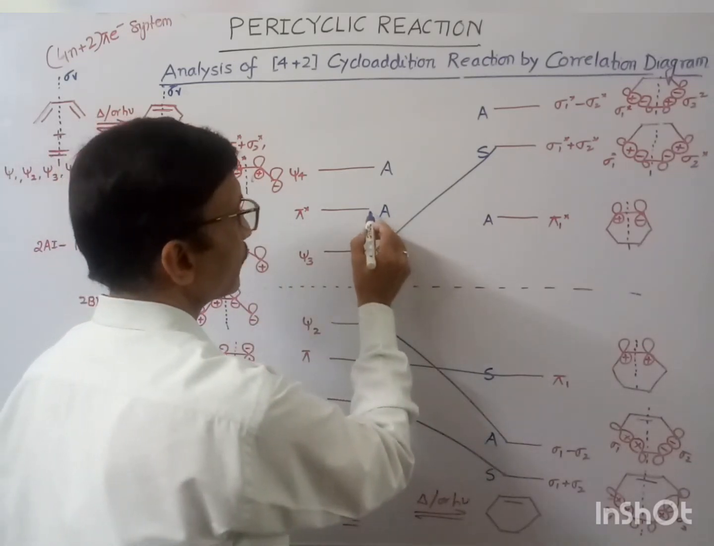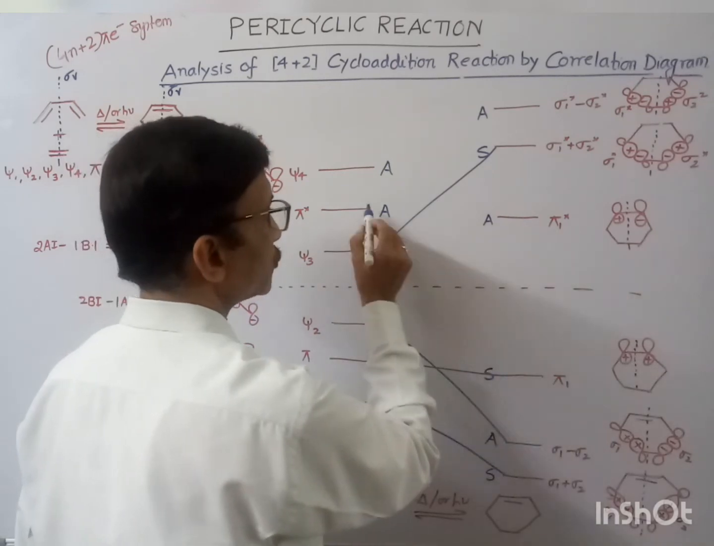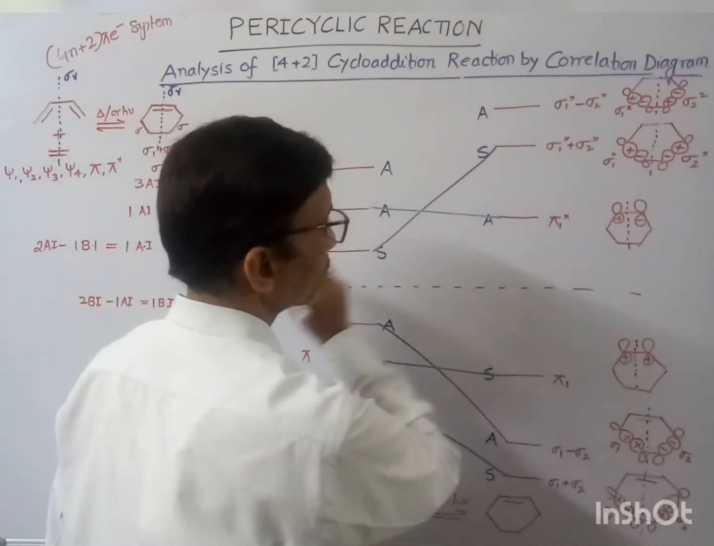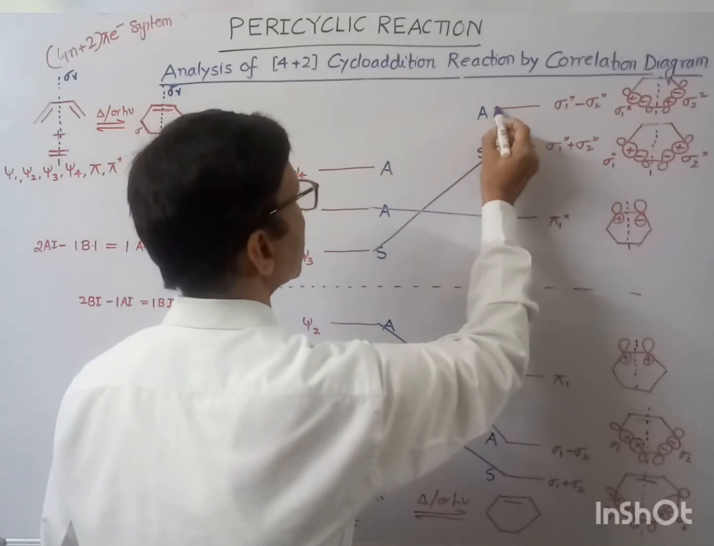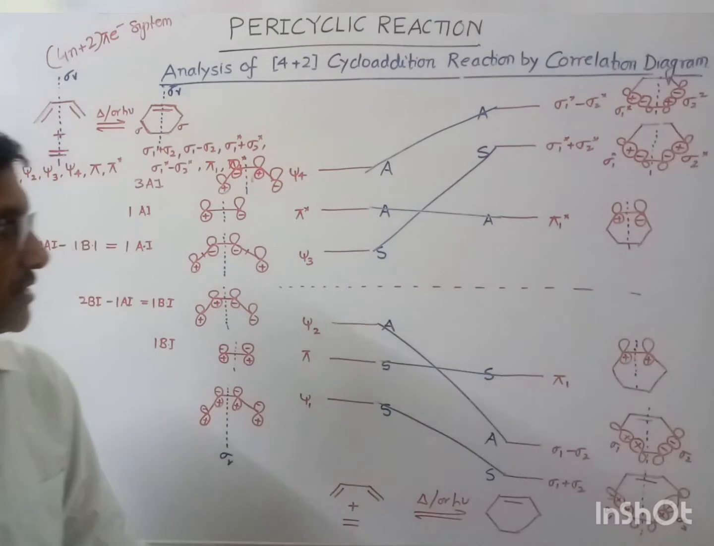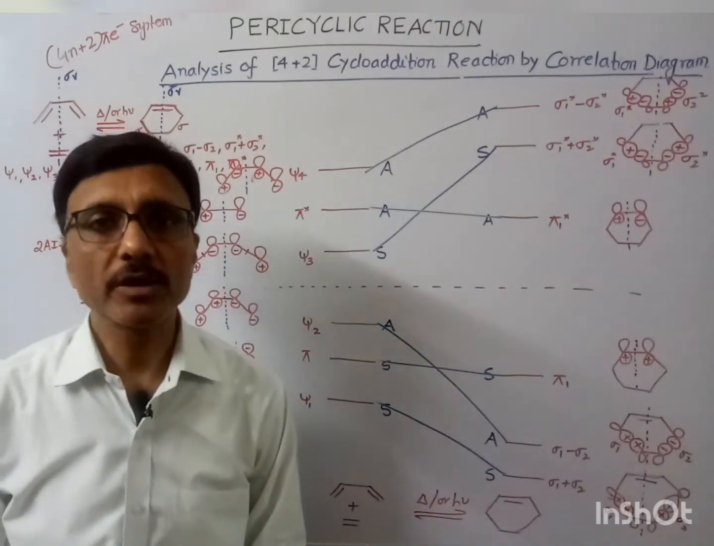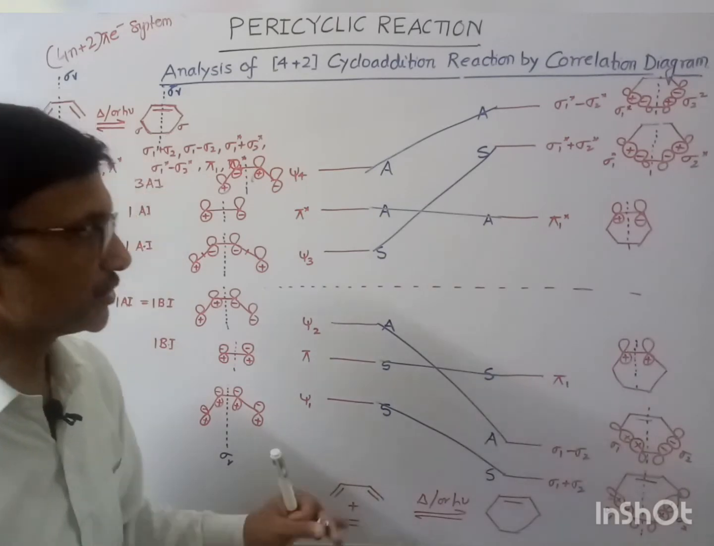Now pi star is anti-symmetric, and I should join it with this pi star, and then this should be joined with this one. This is the only anti-symmetric one left, like this. So you may see this is the correlation diagram for the 4+2 cycloaddition reaction.